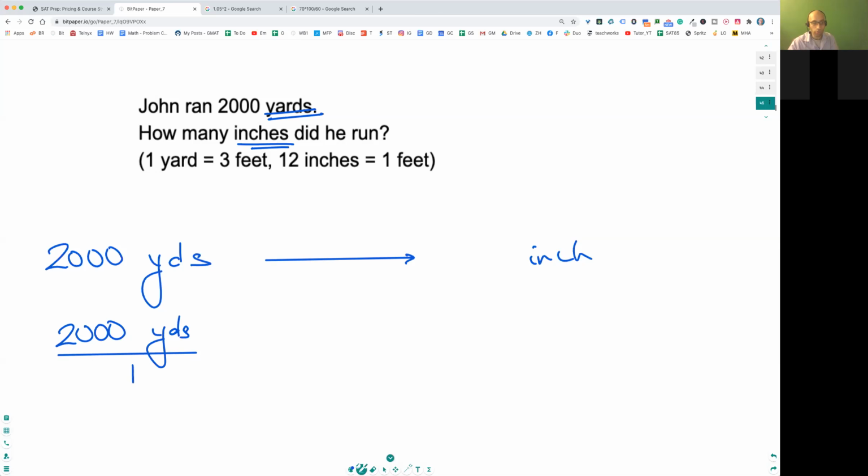And for those who finish this problem, here's a challenge problem for you, okay? So hang with me for a minute. I'm gonna give you a challenge problem here. So let's see how many of you can solve this problem.